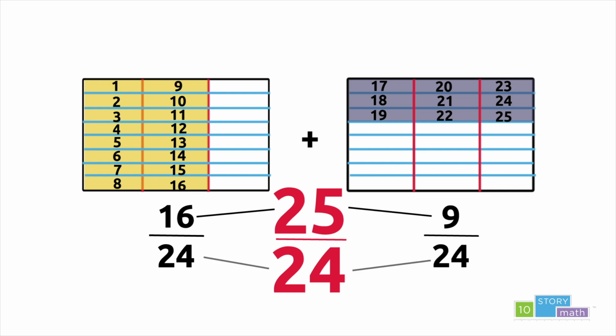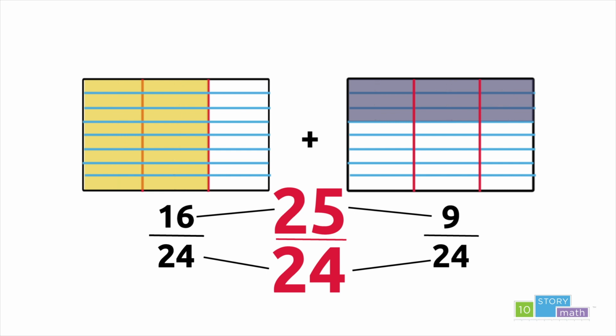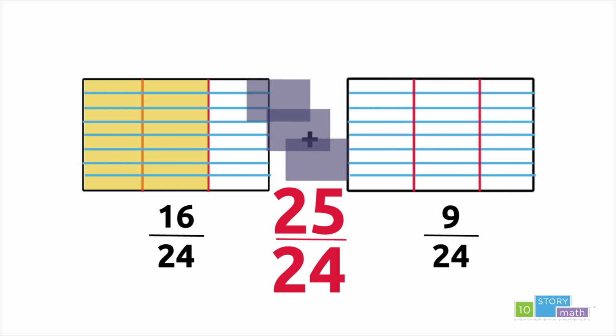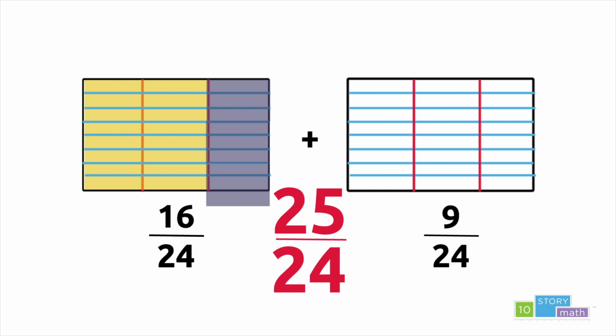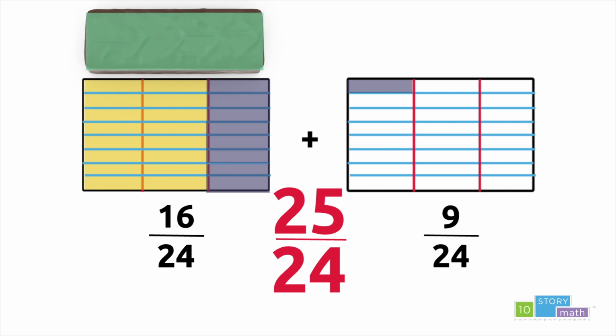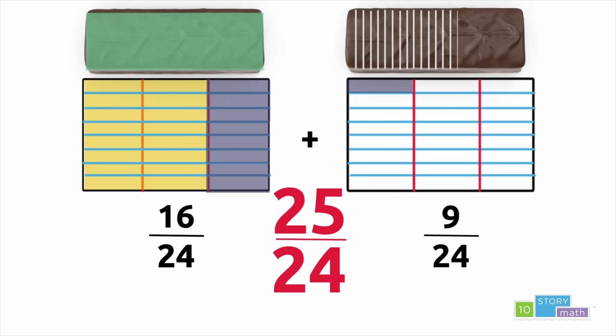Notice how the size of each part doesn't change. Each part still represents 1/24 of the whole. We do have a bit of a problem, though. Because there are just 24 parts in a whole, that means I'm giving away more than my whole candy bar. And yes, I do need to buy a second. 25 24ths means 1 whole and 1/24. That's 1 whole candy bar and 1/24 of a second candy bar.